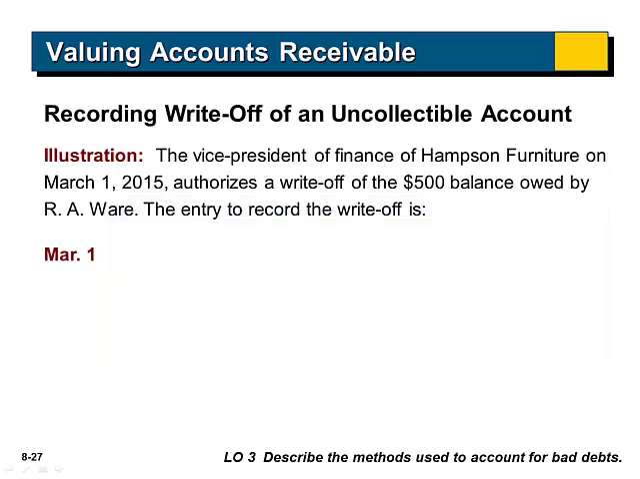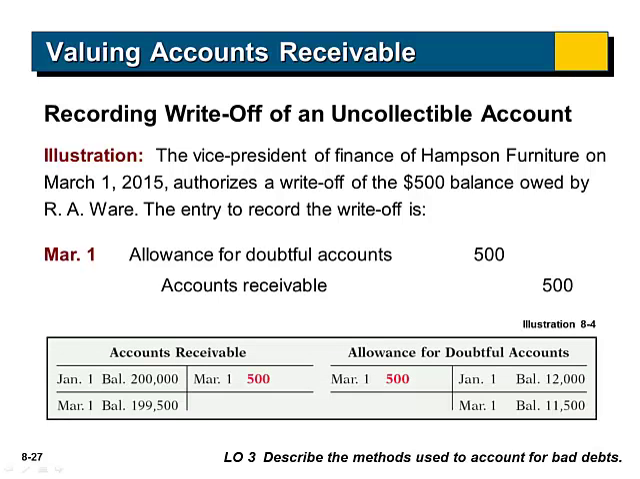And then if we keep going, the Vice President of Finance of Hampson Furniture on March 1st, 2015, authorizes a write-off of the $500 balance owed by R.A. Ware. When you record this entry, when someone walks in and says, you know what, I owe you $500, you aren't going to receive it. I've gone out of business, I've gone bankrupt, or what have you. When you deem that the amount is uncollectible, that's when you dip into your allowance. When you dip into your allowance, you use part of it, and there's a $12,000 balance there.